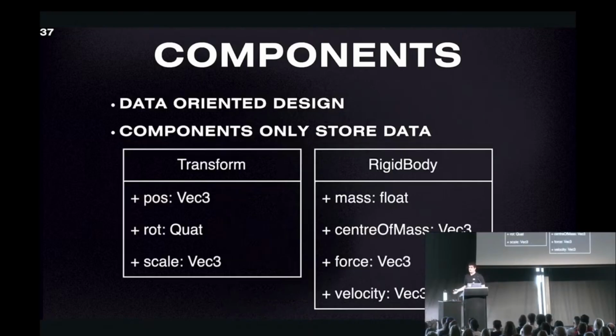Then you have components. Now components, again, they're data-oriented by design and they only store data. This means that your rigid body and transform component don't have any methods attached to them, such as resolve collisions or check collisions. The example here is we have a transform component, which is used for your position, rotation, and scale, which stores a vector, quaternion, and another vector for scale. Then your rigid body would have a mass, center of mass, force, and so on, whatever data it would need for your rigid body.